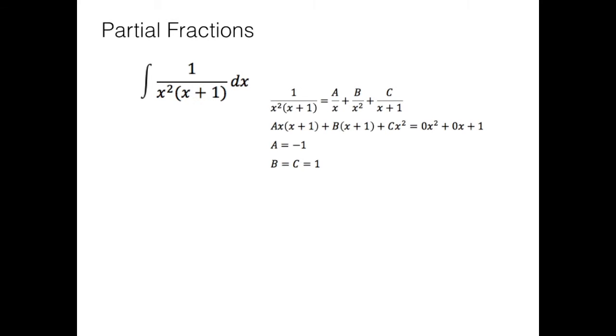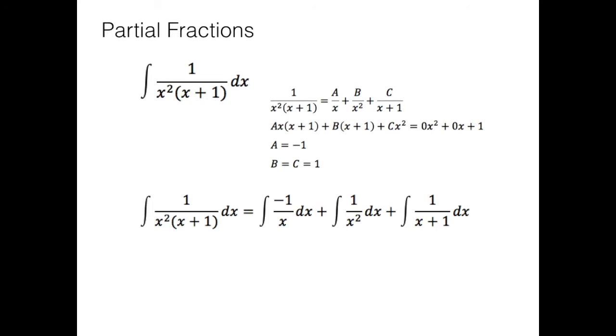Well, we can represent the whole integral as the integration of these three fractions. So that's going to be the integration of a, or -1, over x dx, plus the integration of b, or 1, over x squared dx, plus the integration of c, or again 1, over x plus 1 dx. So integrating all three of these fractions, we get negative ln x minus 1 over x plus ln x plus 1 plus c, and that's your final answer.